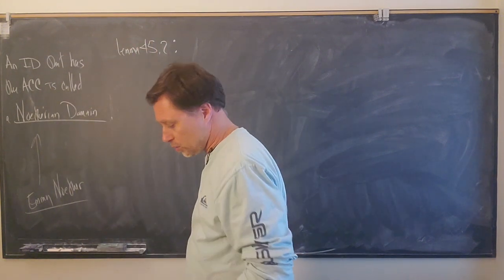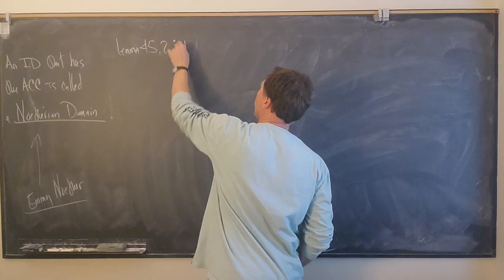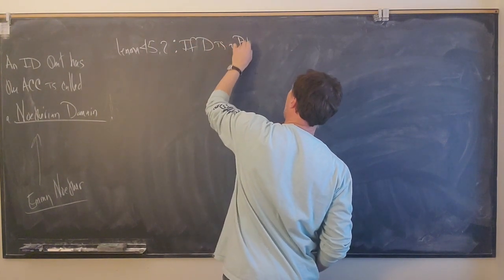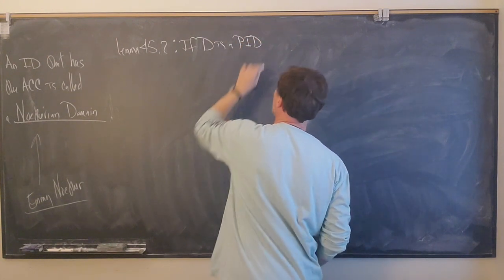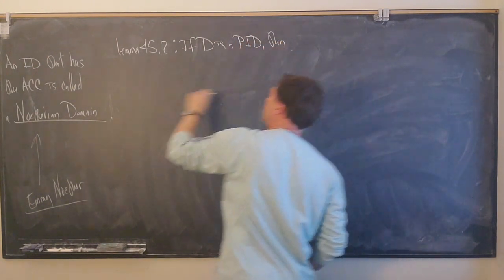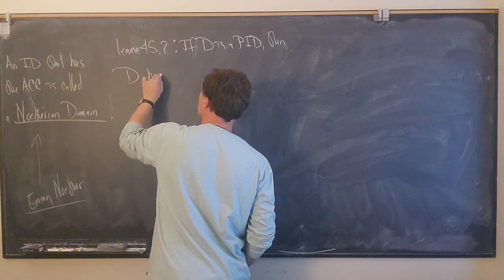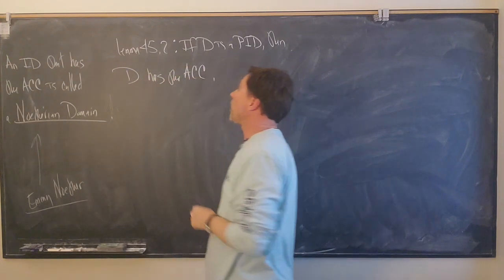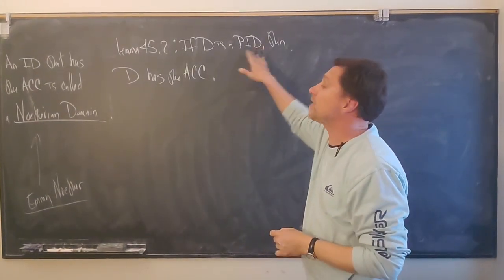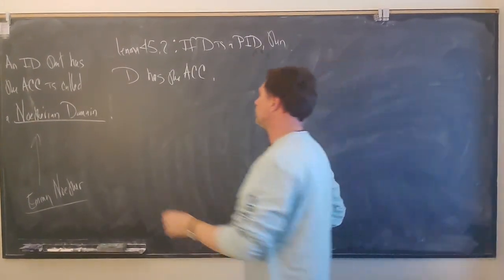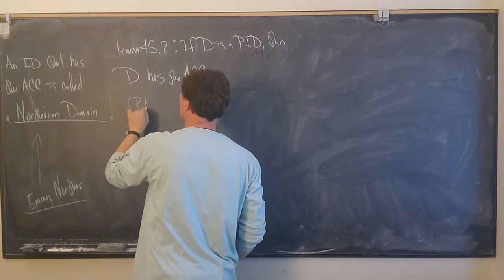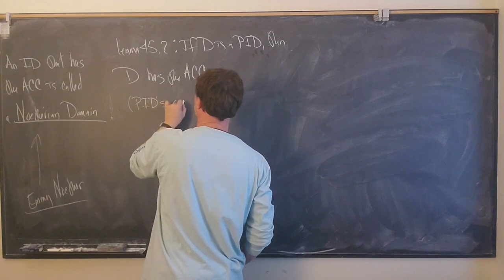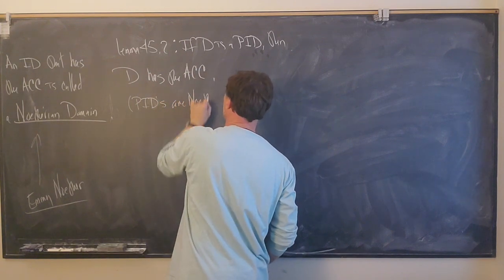So 45.2, if D is a principal ideal domain, then D has the ascending chain condition. Or another way to say this is that PIDs are Noetherian. Let's put that in quotes. PIDs are Noetherian.